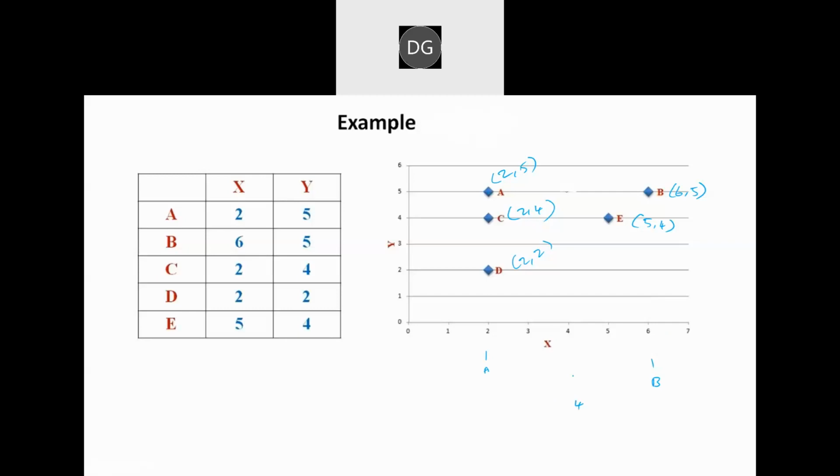What if I ask the distance between A and C? Here A is there, here C is there. I can say 1, right? 1. Similarly for D also. A to D, if I ask, what will you say? 1, 2, 3. Right. What if I ask A to E?